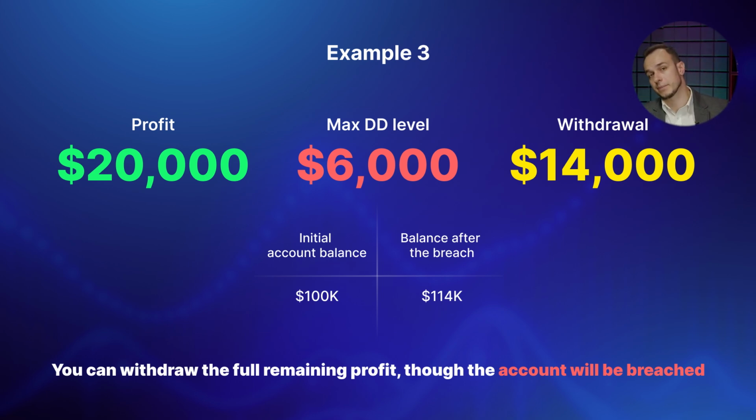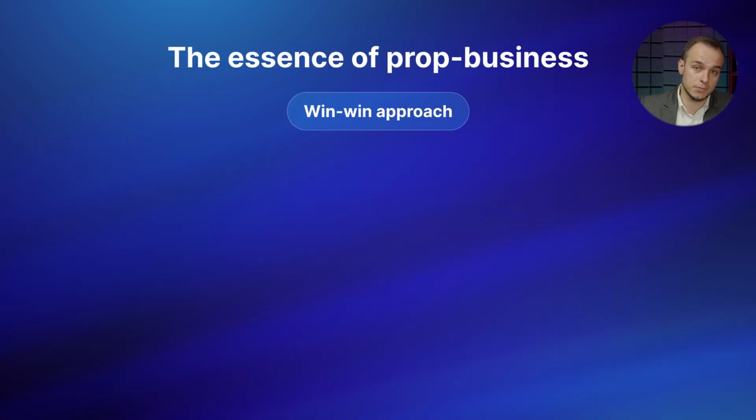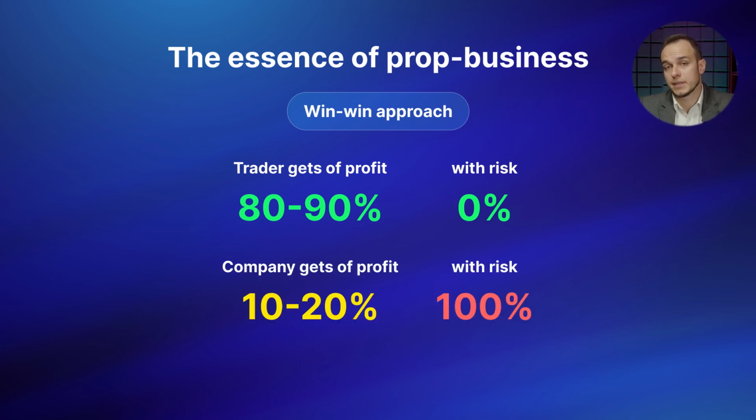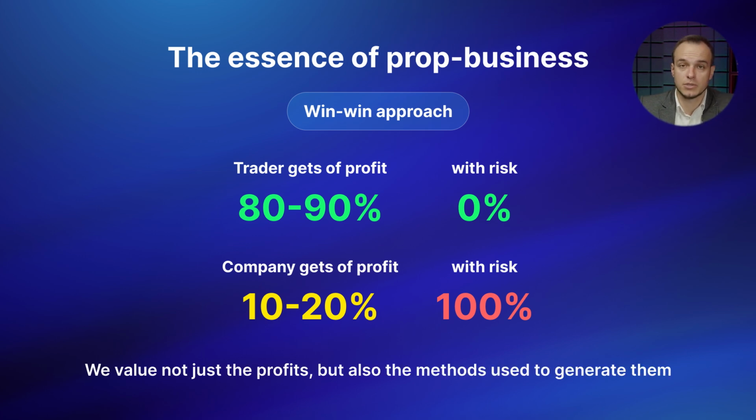Before moving on to prohibited trading practices, we want to emphasize that the core idea of a prop firm is a win-win approach. Traders receive 80 to 90% of total profit using the company's capital with no risks, and the company earns 10 to 20% bearing all trading risks. We value not just the profits, but also the methods used to generate them. The practices listed below may generate income, but the way they do so contradicts the principles of safe trading.